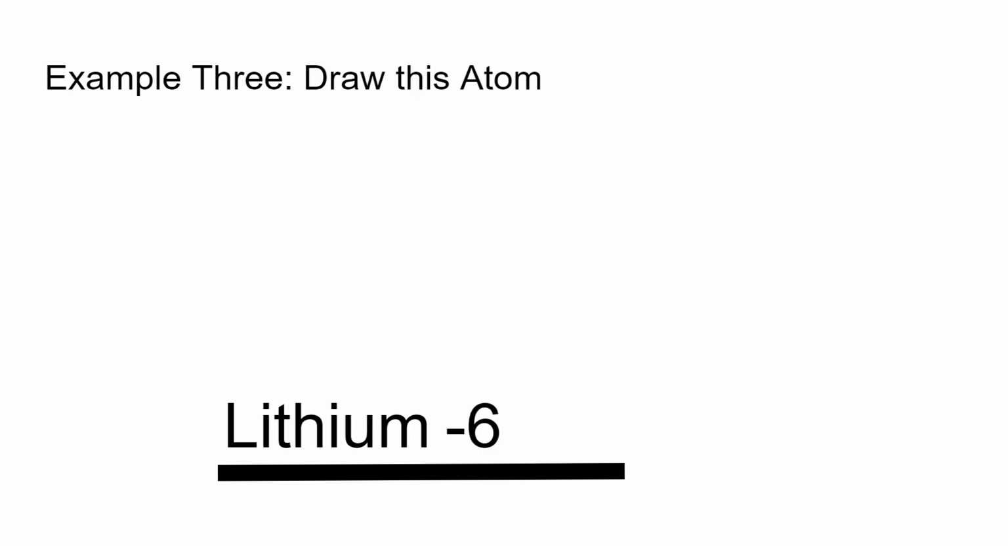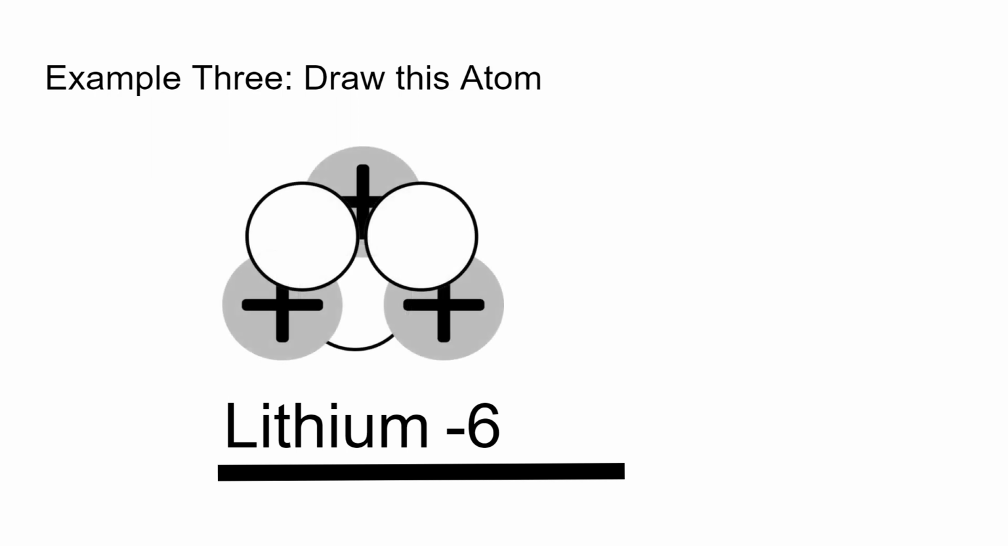All right, let's look at another example. We're going to do this in reverse. This is lithium 6. Go ahead and draw what you think this looks like in your notebook. Lithium 6 looks like this. Lithium is the third element on the periodic table, and if we want to get to that 6 number, we have to add a 3 on top of the 3 protons. So that's why it looks like this. If yours doesn't look like this, go ahead and draw this in your notebook now.